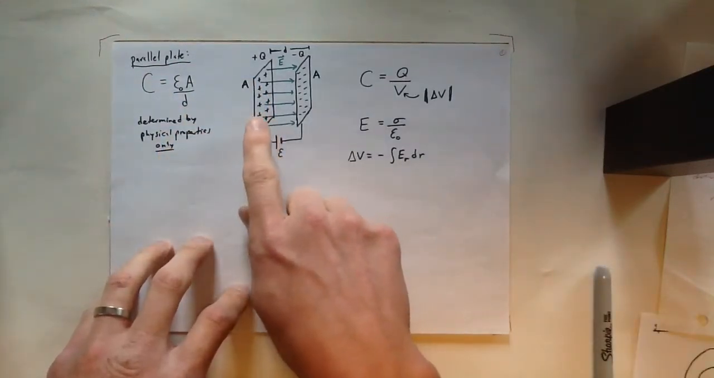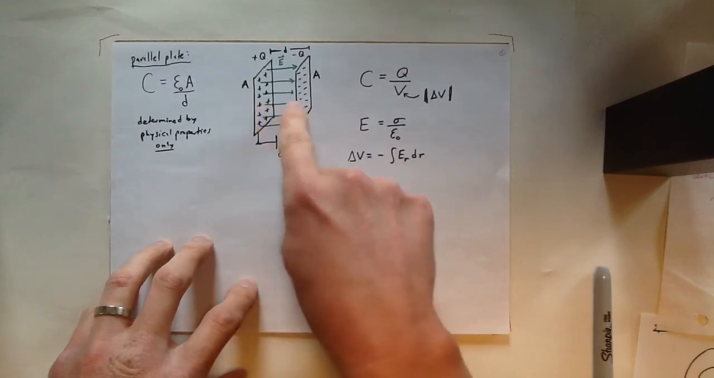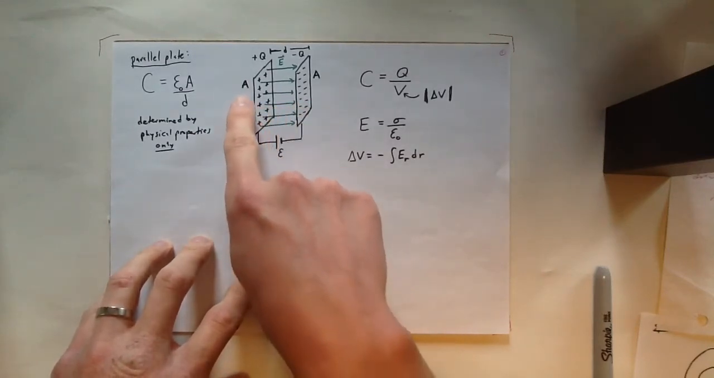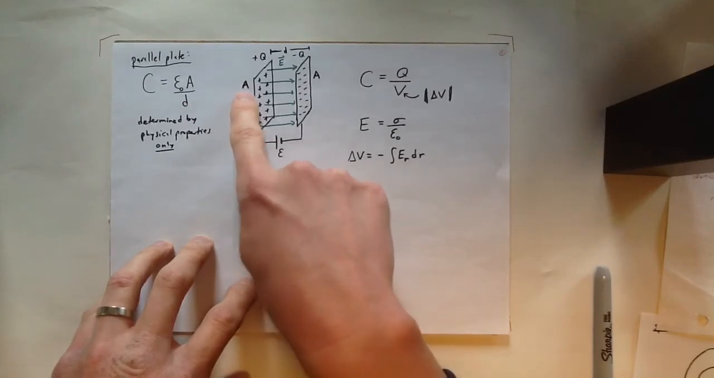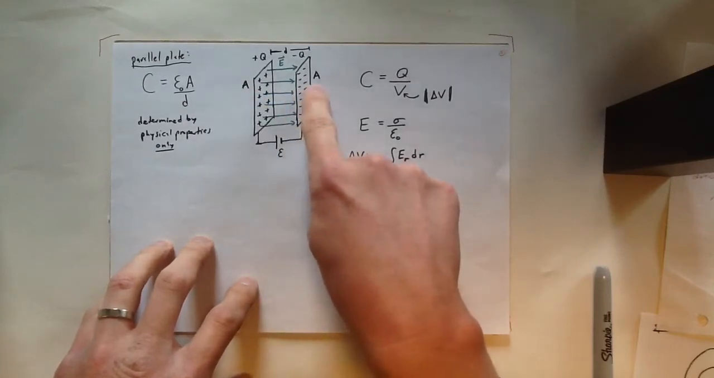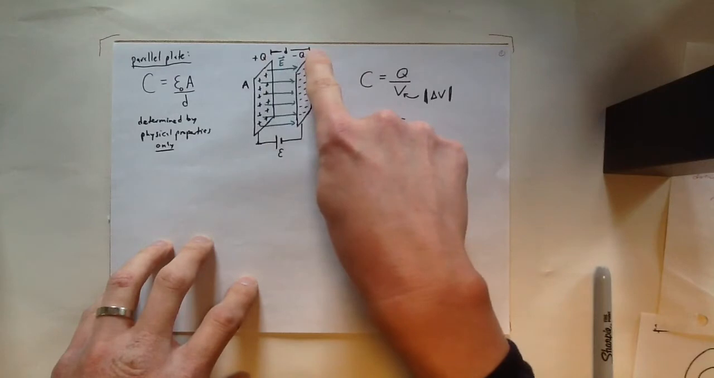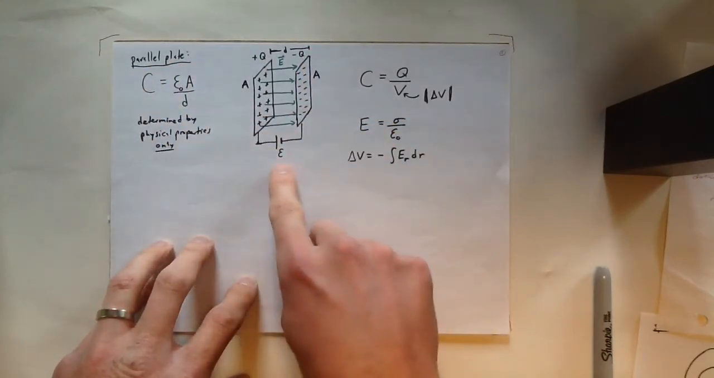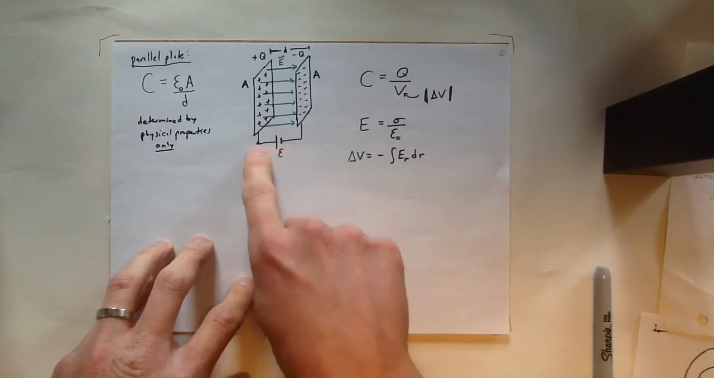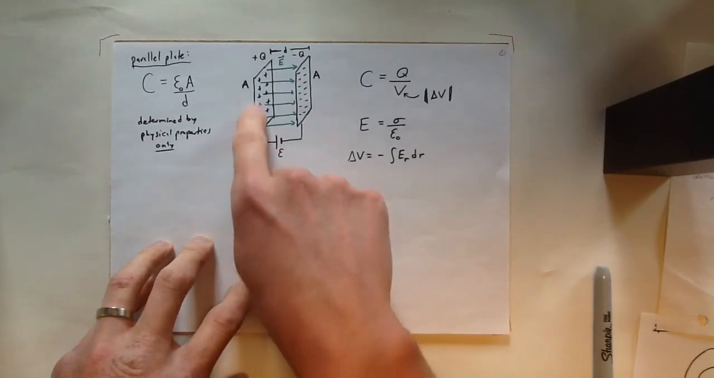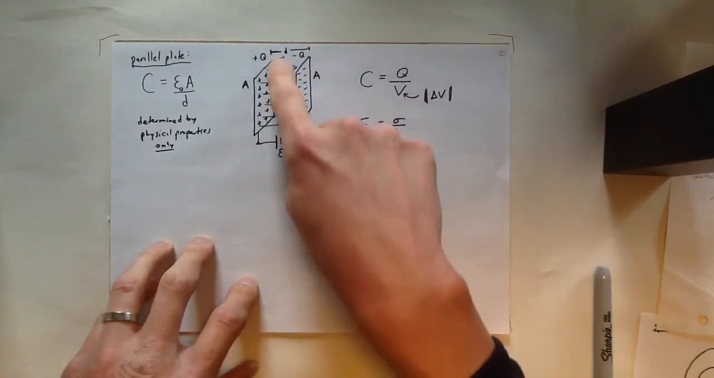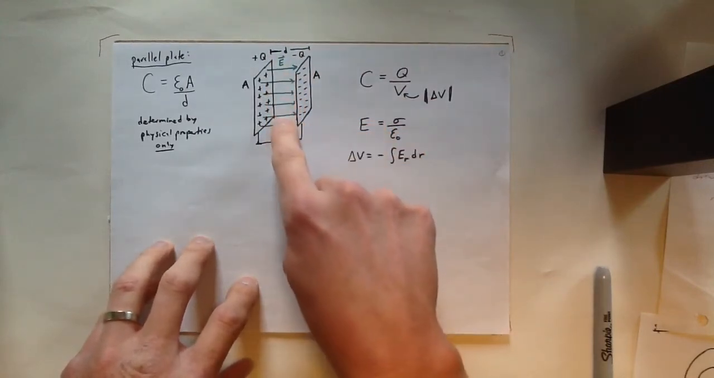So just as a reminder, here's my parallel plate capacitor. The parameters of the physical construction that affect its capacitance are that each plate has an area A and they are separated by a distance D, so that will determine the capacitance. And if you connect it with a battery, then this plate will get a plus charge and this plate will get a minus charge, and the electric field made between them is like this.